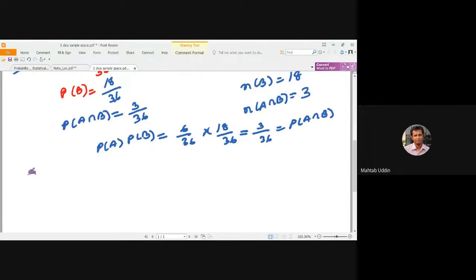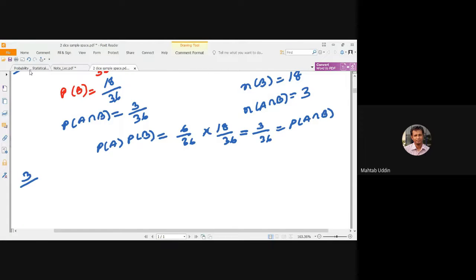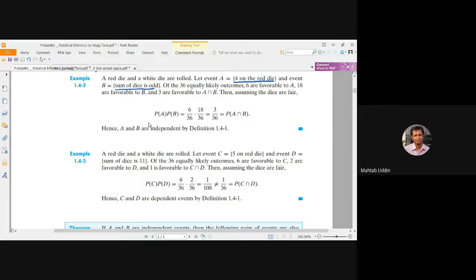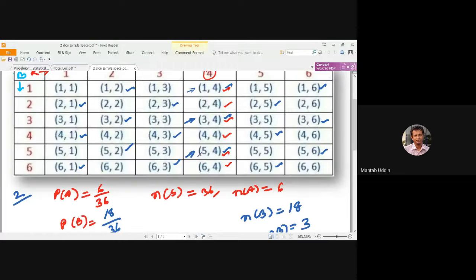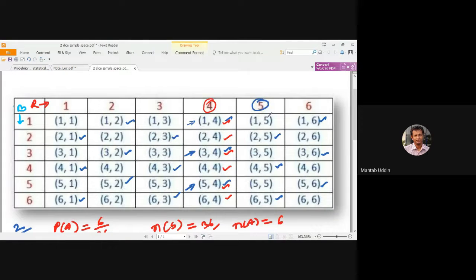Now let's go to number 3. Same dice but with different statements. Once again, the red die and white die are rolled. Let C be 5 on the red die, and D is the sum of dice is 11. So first we go to C. C is the 5 on the red die. I think you can get this.